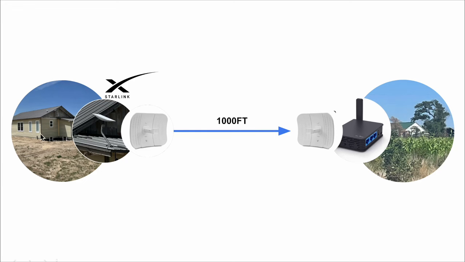I have Starlink at site A. This is my house. The dish is on the roof. The router is in my kitchen up on my cabinets. And I have a number of things hooked up to it.